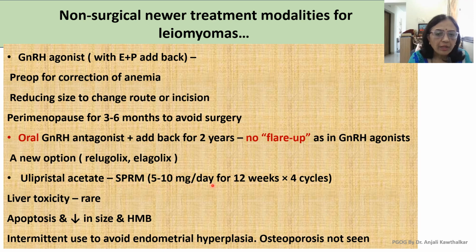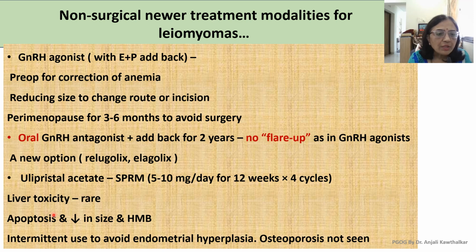5 mg per day. Can be given from 5 to 10 mg. It is usually given in cycles of 12 to 13 weeks, and such 4 cycles can be given. These are to be given intermittently again to avoid endometrial hyperplasia. Liver toxicity, some women are prone for that, and that is the reason liver function tests are to be done, monitored, whenever we are giving ulipristal.